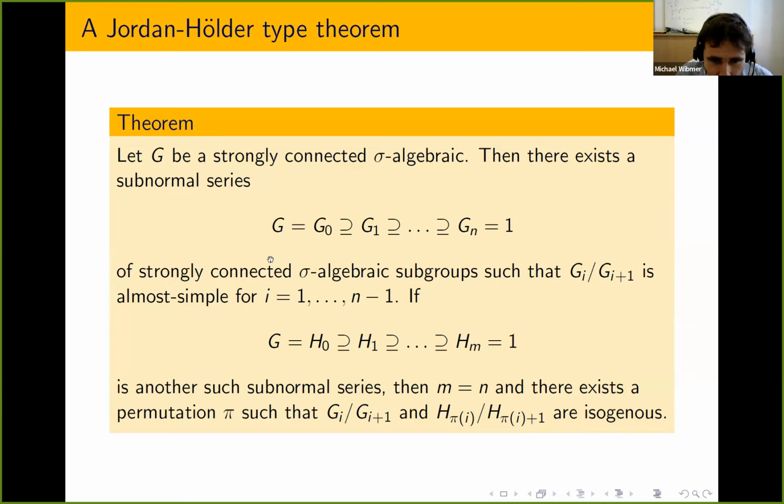And if you do it in another way, so if you have another subnormal series, then the length must be the same. So M equals N. And so you'd hope that you can say that the factor groups are the same, meaning that they are isomorphic, but that isn't quite true. You can only say that they are isogenous. And so now in the last slide, I'll try to explain what we mean by being isogenous. Roughly it means they are the same up to sigma dimension zero.